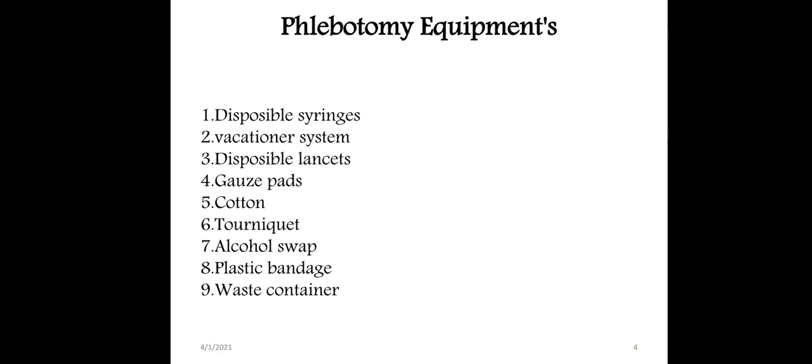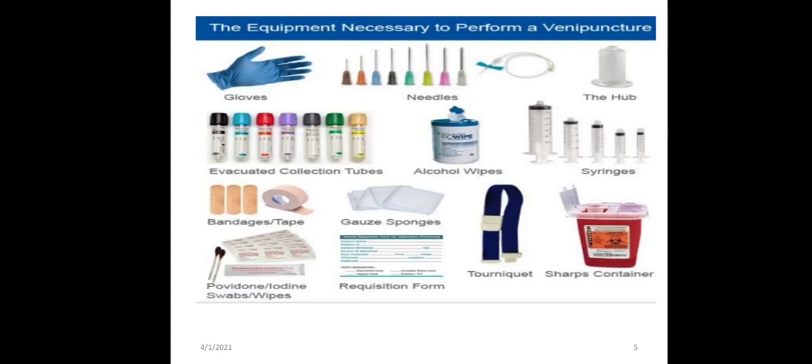Phlebotomy equipment. For phlebotomy, we need disposable syringe, vacuum system, disposable lancet, gauze pad, cotton, tourniquet, alcohol swab, plastic bandage, and waste container. Here we can see this equipment starting from the gloves and ending with the sharp container for disposal of sharp things.